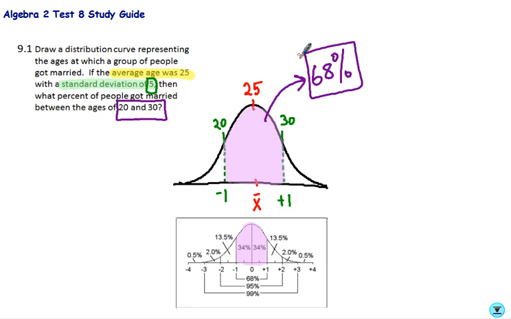All right, so what I want you to do on this problem is the same thing I did. Draw the curve and then shade in the area that they're referring to on the problem. Go ahead and pause now and try 9.2 and 9.3.